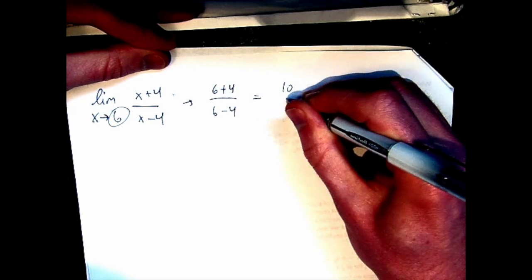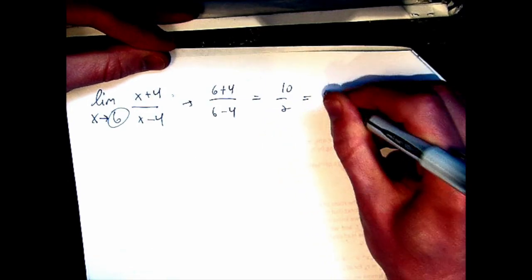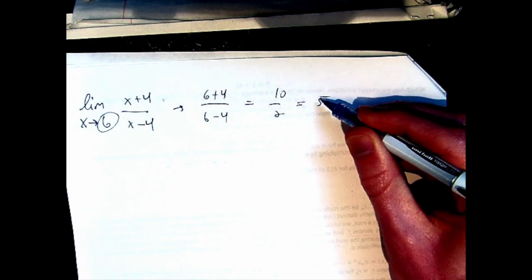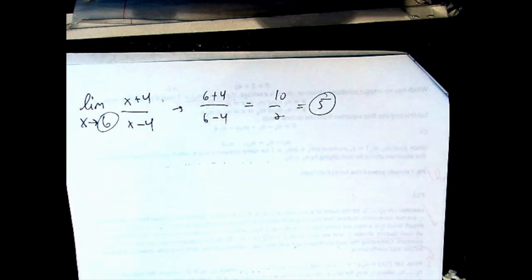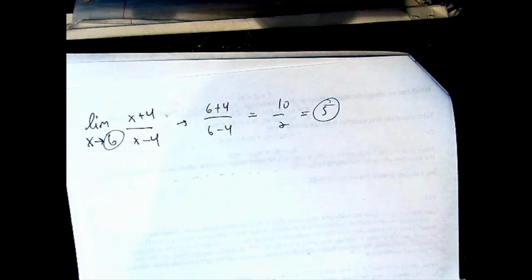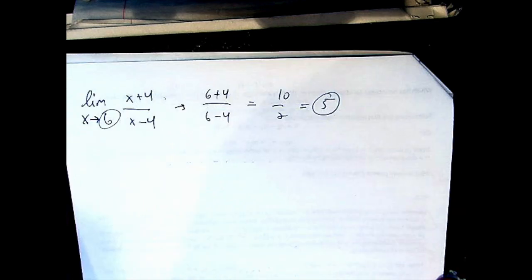That gives me 10 over 2, which is 5. Well, that's a perfectly well-defined number, right? That's just a number. So since that's just a regular defined number, that's the value of the limit. The answer is 5. It really is that easy sometimes.